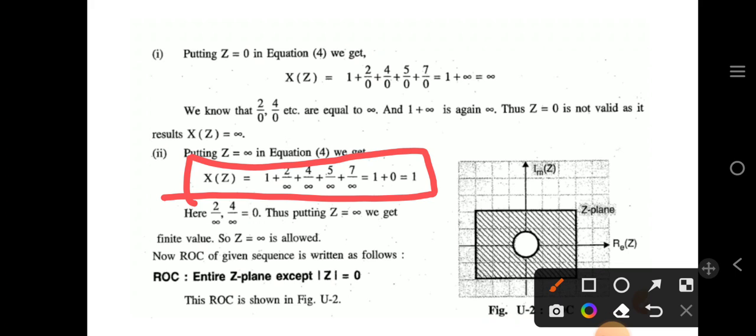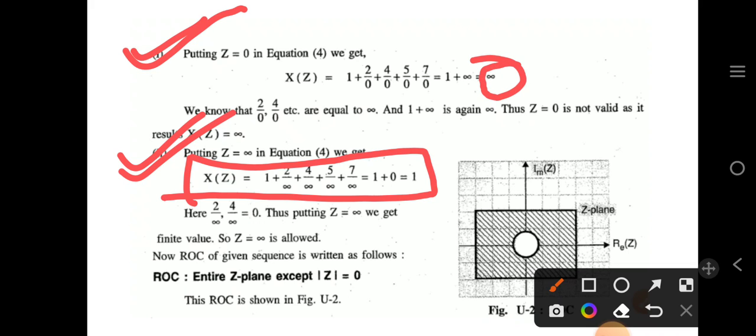So for z equals infinity, we get the finite value 1. So z equals infinity is allowed. It means in the first case, as we got the value infinity, it is not allowed. And in the second case, we got the value 1, which is a finite value, so z equals infinity is allowed. So by using these two conditions, we can draw the ROC: the entire z plane except mod of z equals 0. This ROC is shown in the figure.